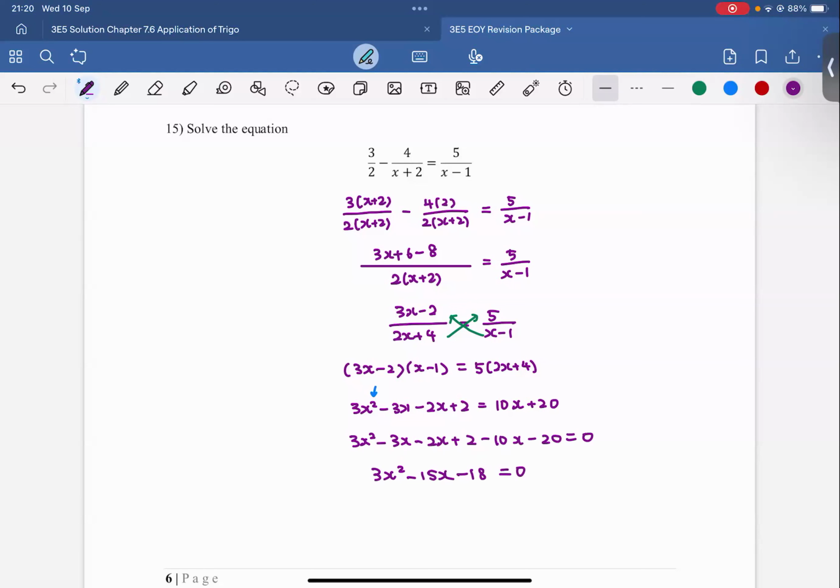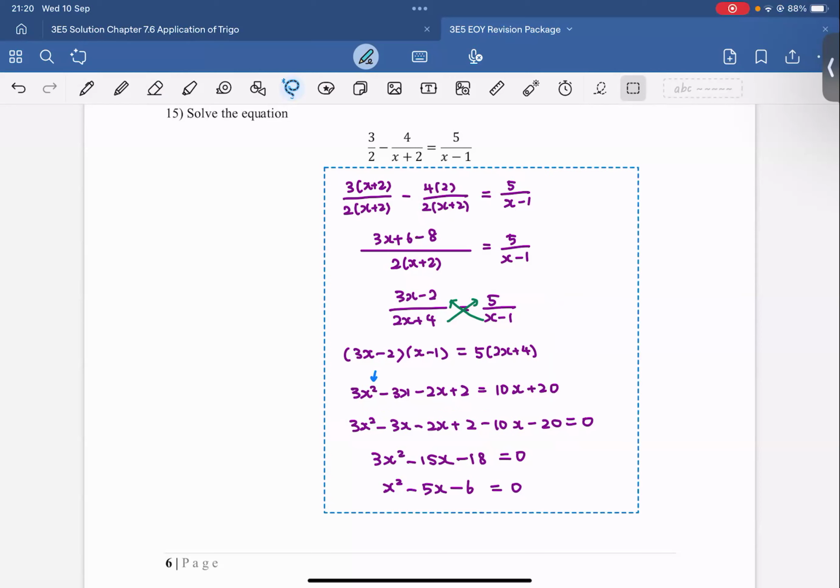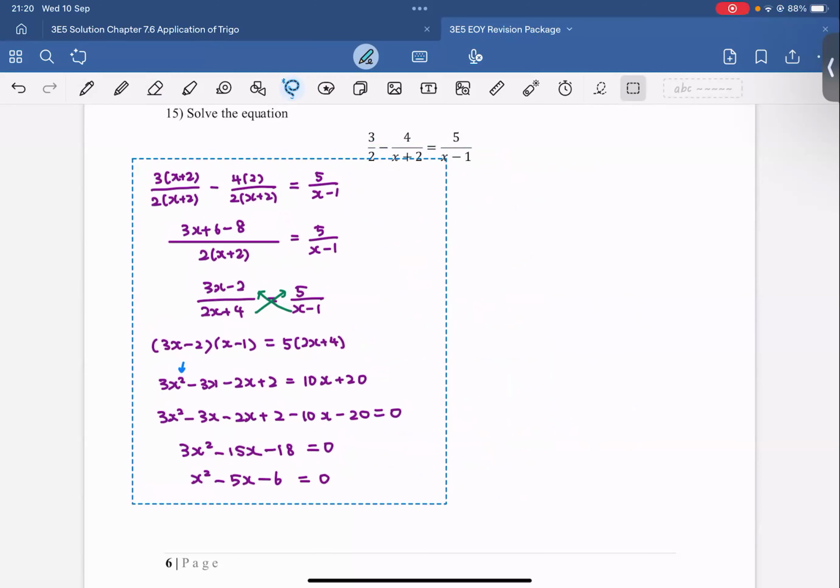Okay, what we can do is we can simplify this further. We divide by 3 throughout. So if I divide by 3 throughout, 0 divided by 3 is still 0. Without the 0 there, I cannot divide by 3. Okay, now what do you do? You can use your quadratic formula, or you can use your factorization.